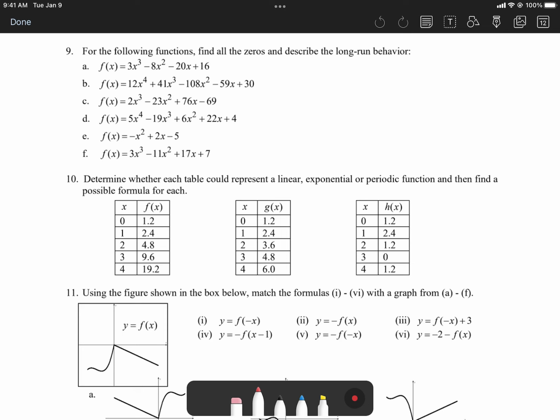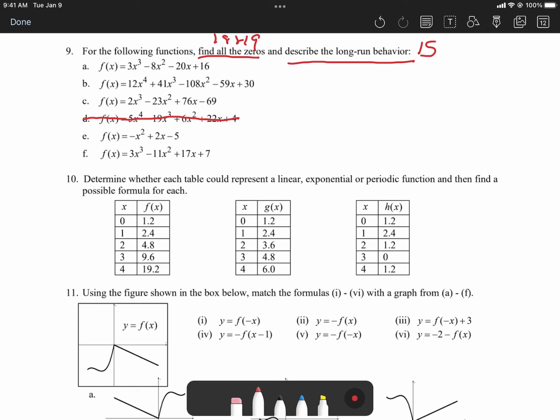Number 9 kind of deals with a couple different note cards. So when we're looking at number 9, the first thing right here tells you to find all the zeros. That is going to be on note cards 18 and 19. Okay, describing the long run behavior, this is going to be on note card 15. So there's a few different note cards in on this. We're going to mark D off right now too. I'm going to take this one out. And the rest of them you need to do.